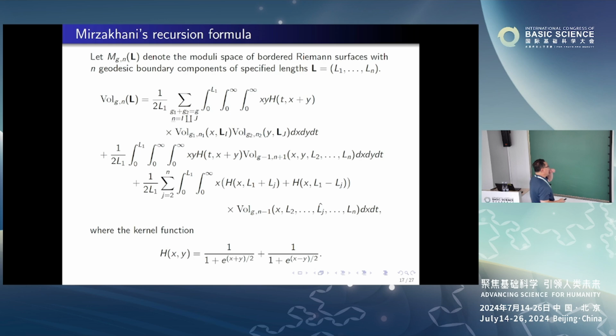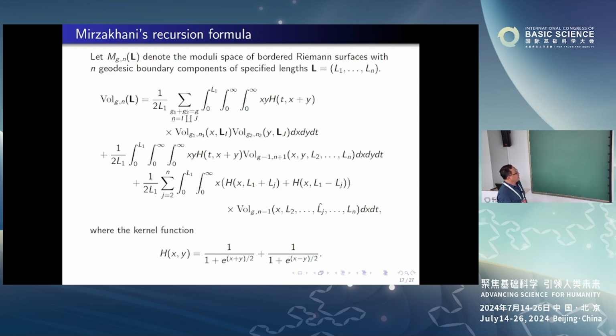Now we consider the famous work of Mirzakhani's recursion formula. What she did is she considered a moduli space of Riemann surfaces with boundary. She allows the boundary geodesic to change its length, so you get a larger moduli space.